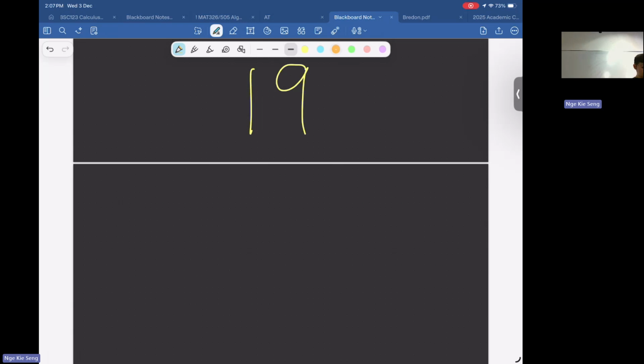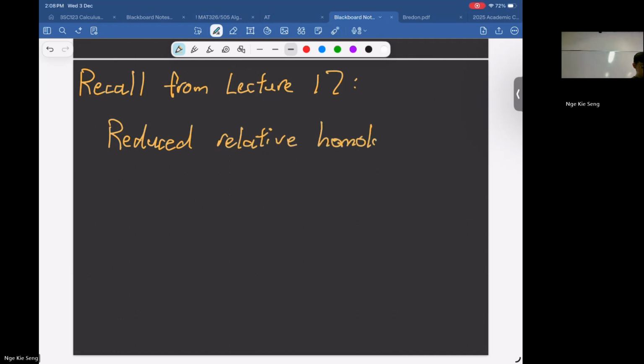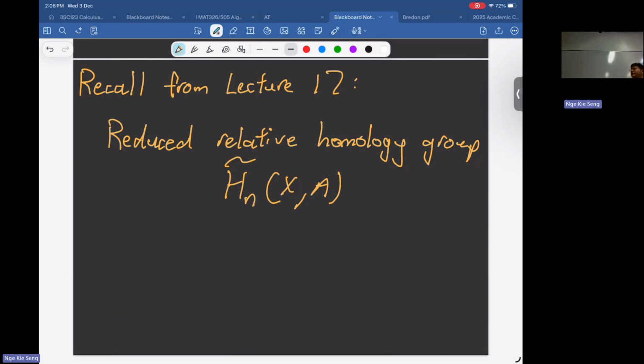So I think we need to recall a little bit something from lecture 17. Okay. About relative, about reduced relative homology. Is this H_n tilde of (X, A)? So what's this thing here? Okay. So to look at a reduced relative homology, the setup was.